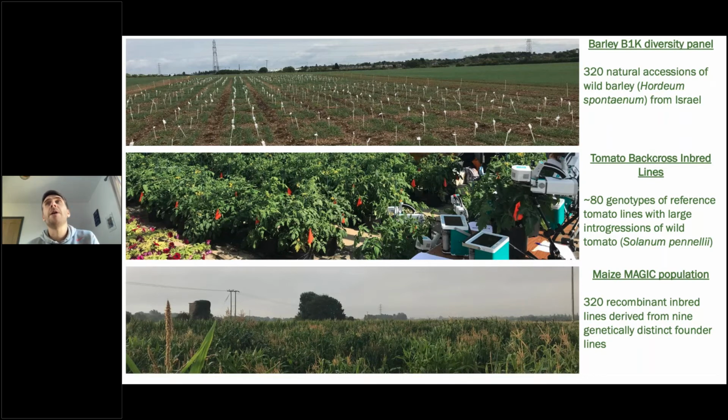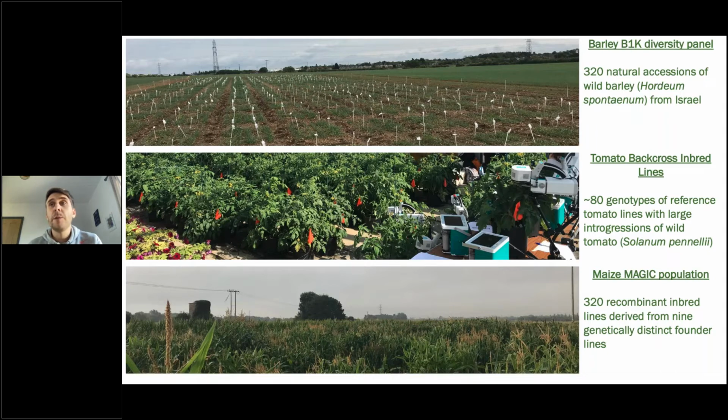So for barley, we work with 320 natural accessions of wild barley. This is closely related to cultivated barley, but it hasn't undergone breeding bottlenecks, so it potentially still harbours interesting alleles that might boost photosynthesis and be related to productivity. Similarly, with tomato, we work with a backcross inbred line population. So this is cultivated tomato, which has large genetic introgressions of wild Pinelli tomato.